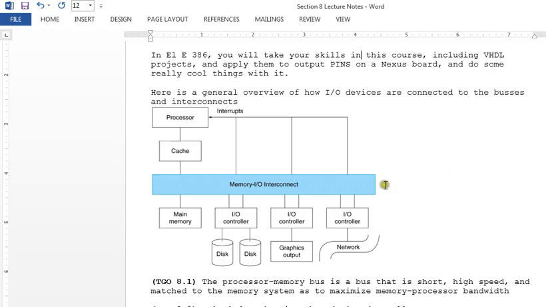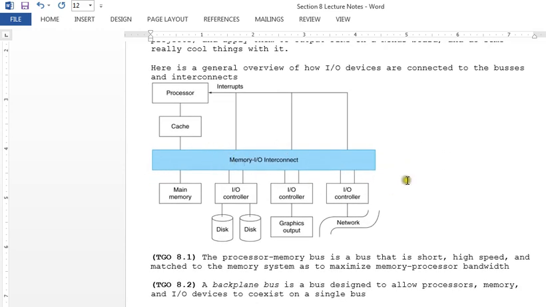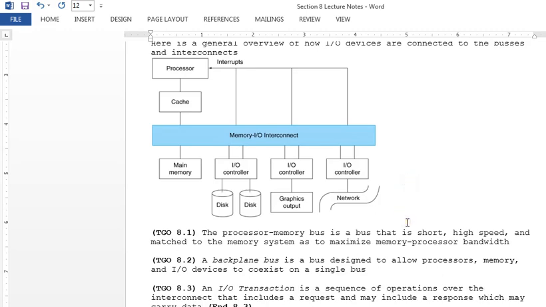So the processor memory bus, so that's this, is a bus that is short, high speed, and matched to the memory system so as to maximize memory processor bandwidth. The whole thing is you want this to go as fast as possible. We're talking about gaming. We want the gaming to render as fast as possible. We have this massively parallel computing system that calculates all the different sprites, right?